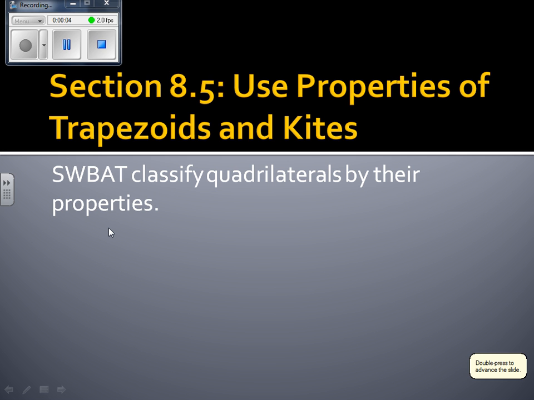So today we're finishing up section 8.5, which is properties of kites and trapezoids. These are the last two shapes we're going to talk about for the quadrilaterals. They're not particularly tricky, and we're going to use that flow chart that I provided you before with all your other properties on it. So if you don't have that out, you should go get that out in your binder.